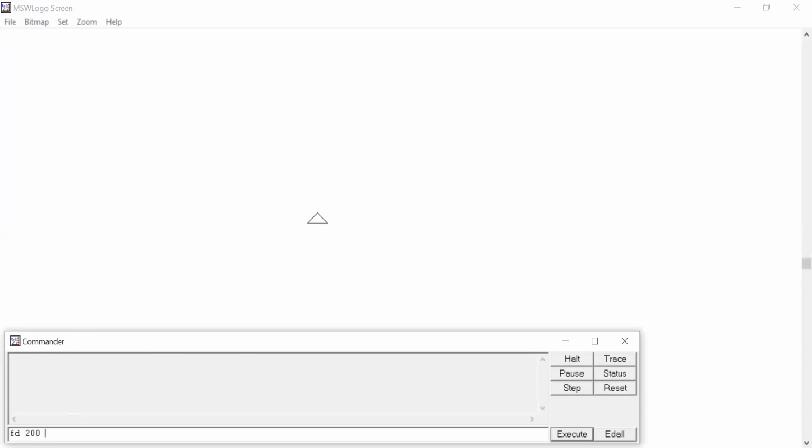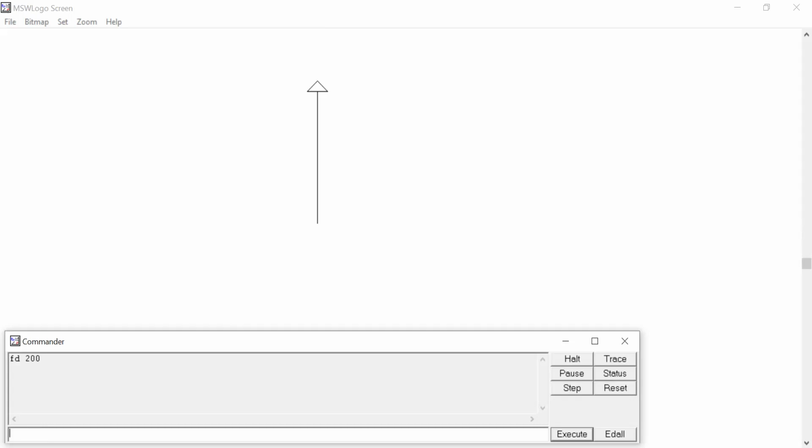So I'm going to write FD200, which means FD is the short form of forward. So we are going to write FD200, so then the turtle will move 200 forward.